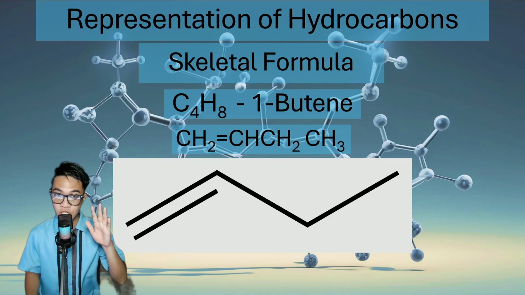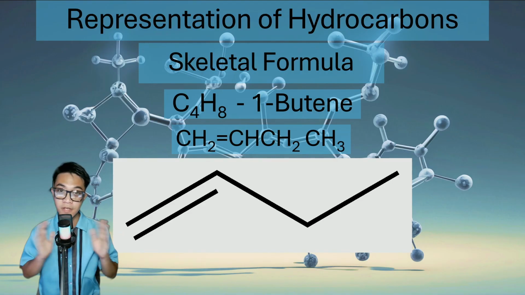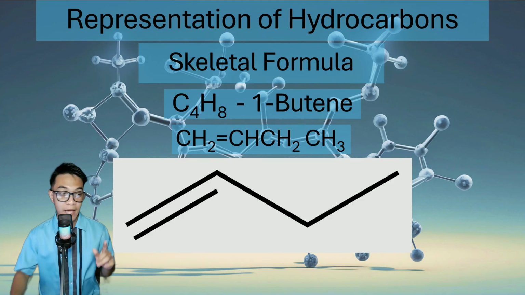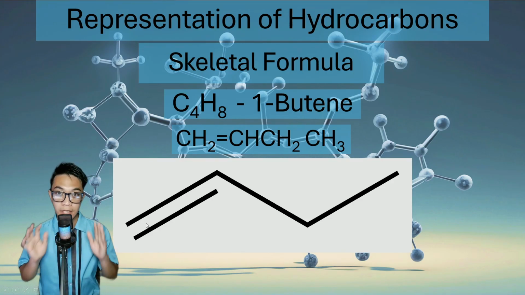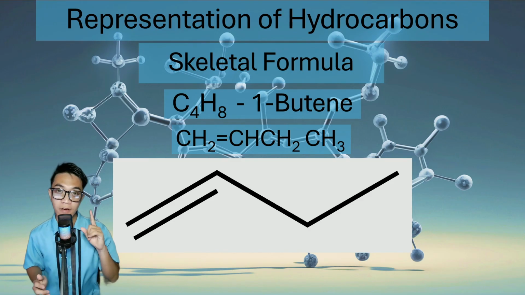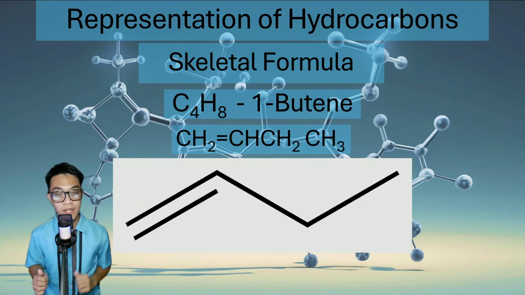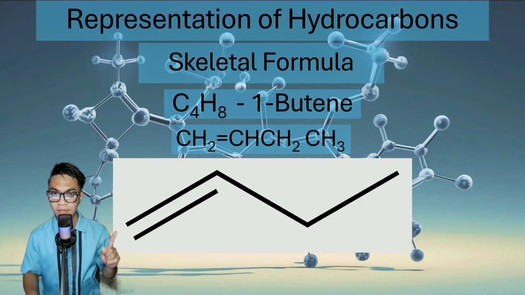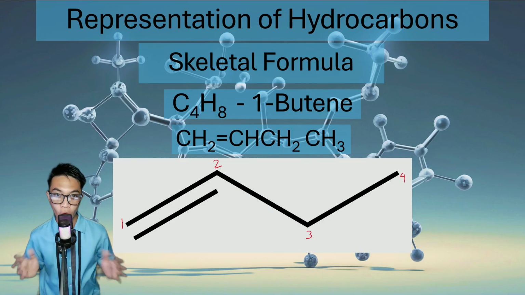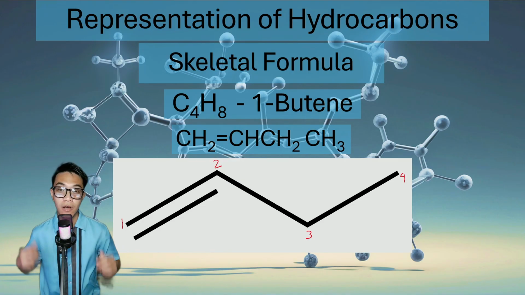The difference from the previous example is that we have to write down the double bond where it's located. And in this case, we have it located on the first carbon connected to the second carbon. That's why it's 1-butene. So let's count. We have 1, 2, 3, and 4 carbon atoms represented by each corner of this zigzag line. And this is our hydrocarbon 1-butene.